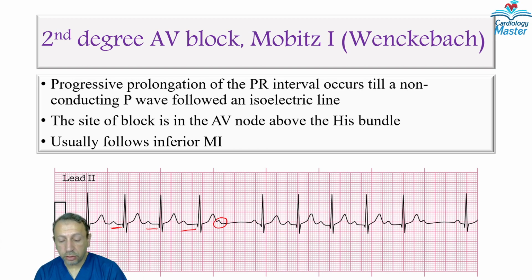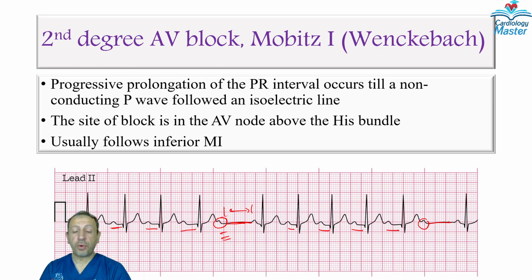There is a non-conducting P wave that occurred here. So there is a progressive prolongation till a non-conducting P wave, followed by this isoelectric line. You can see this line. Progressive prolongation, more prolongation, non-conducting P wave, followed by an isoelectric line. Very important clue in the exam or question that you will be asked: it is very common to be associated with inferior myocardial infarction. So Mobitz 1 is associated with inferior myocardial infarction.